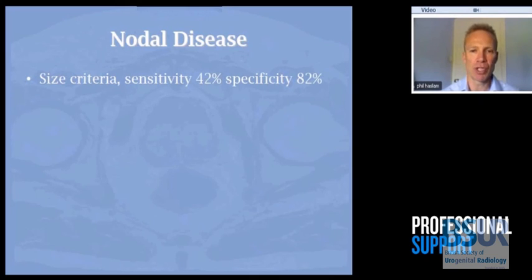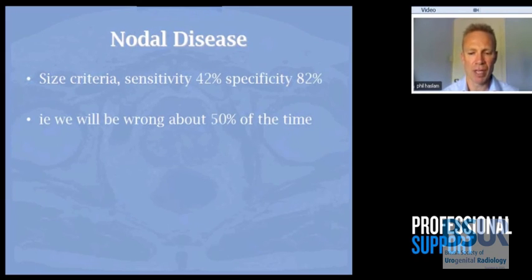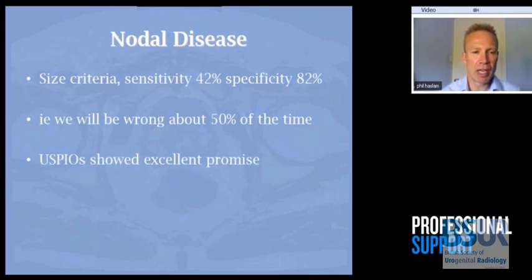Our sensitivity is 42%, specificity is 82%. So we're going to be wrong about half the time. That really is not good enough. Now, we did have some years back ultra-small paramagnetic iron oxide particles, or USPIOs. These showed excellent promise. We could inject the patient with these, and it was taken up by normal lymph nodes, but not by bits with tumour in. And really, you could even see half a lymph node with tumour and half a lymph node without tumour.